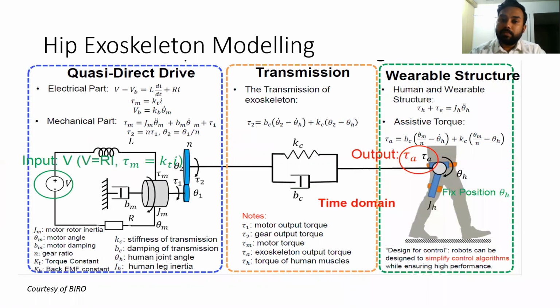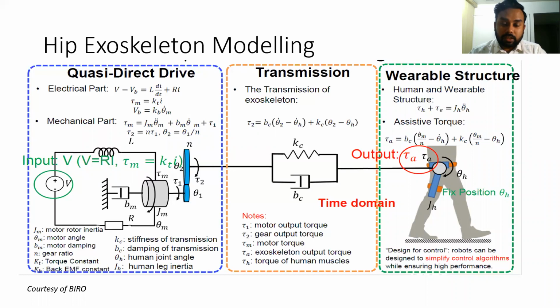Let's look at the step-by-step mechanism for the hip exoskeleton modeling. On the left side you can see the electrical and mechanical part, in the middle the transmission, and at the last the wearable structure. The equations that are formulated over here are converted into a transfer function which can be used to control the input and the output of the system.